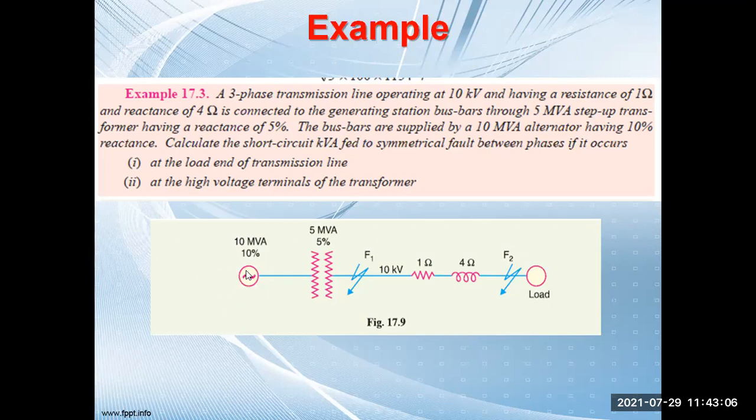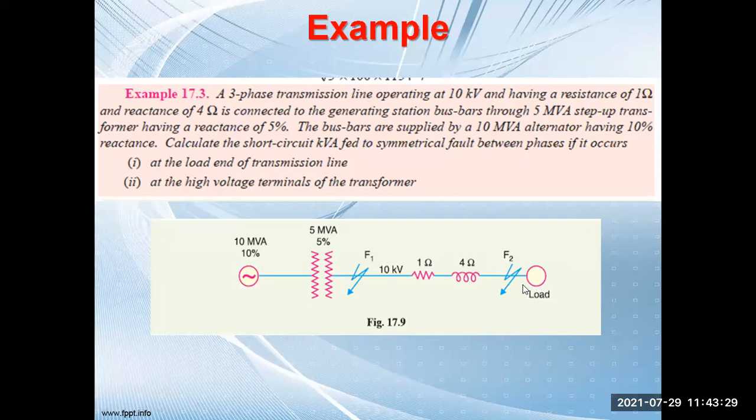Okay, so this is a 10 MVA alternator. The percentage reactance is 10%. Then the transformer rating is 5 MVA and the percentage reactance is 5%. Then we have a transmission line, whose resistance is 1 ohm and reactance is 4 ohm, and then it is feeding a load.